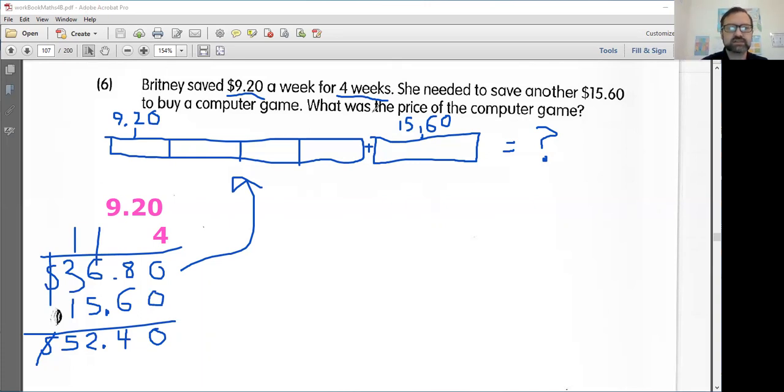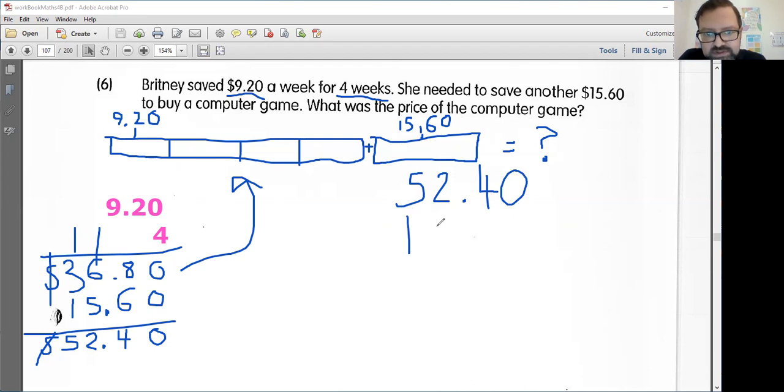And let's make sure everything makes sense here. We ended up with $52.40. Okay, so now I'm gonna subtract this out. $52.40, and I'm gonna subtract 15.60 first, and let's see what that leaves us with.